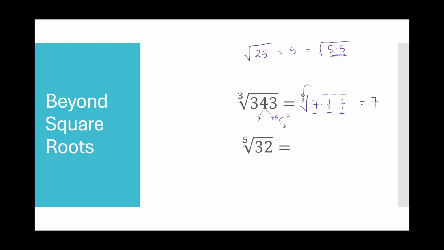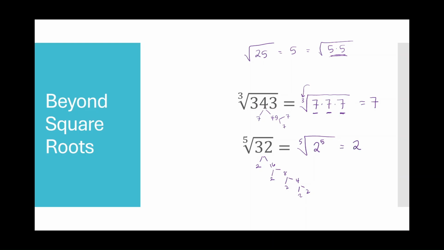So here I've got the 5th root of 32. I'm going to use my prime factorization of 32, and break this up as much as I can. When I do that, I'm going to see that I have 1, 2, 3, 4, 5 twos multiplied together. So this is really 2 to the 5th. Taking the 5th root is going to undo the 5th power, so this is just 2.